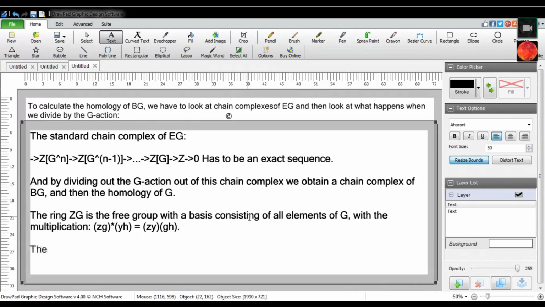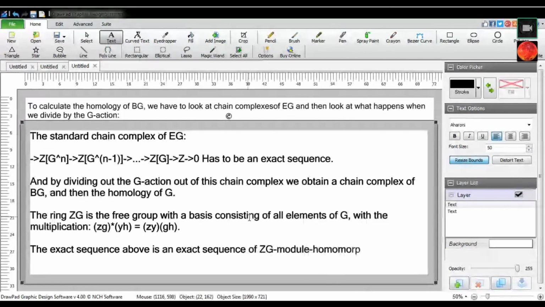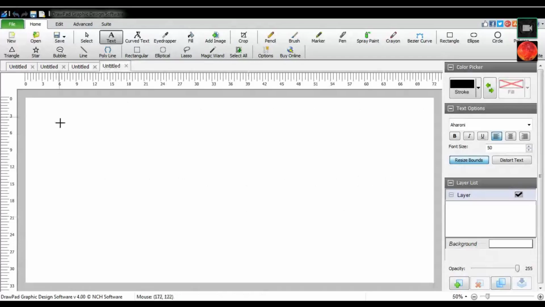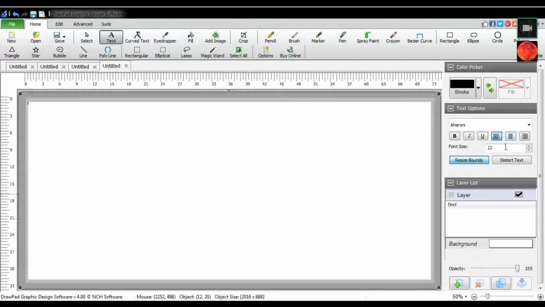The exact sequence above is an exact sequence not just of groups, homomorphisms of this kind, but of ZG module homomorphisms. And this is what's actually important here. So we're going to define group homology from this. The new definition that doesn't need any topology now.